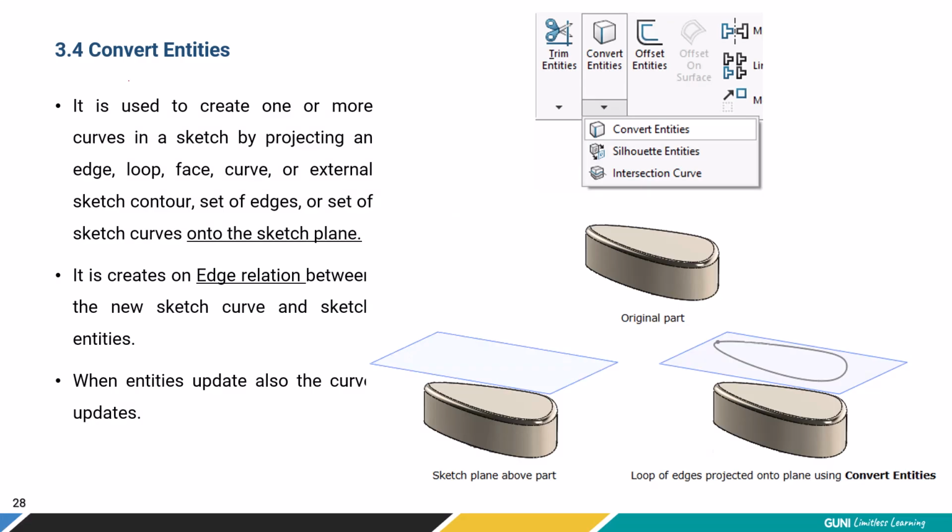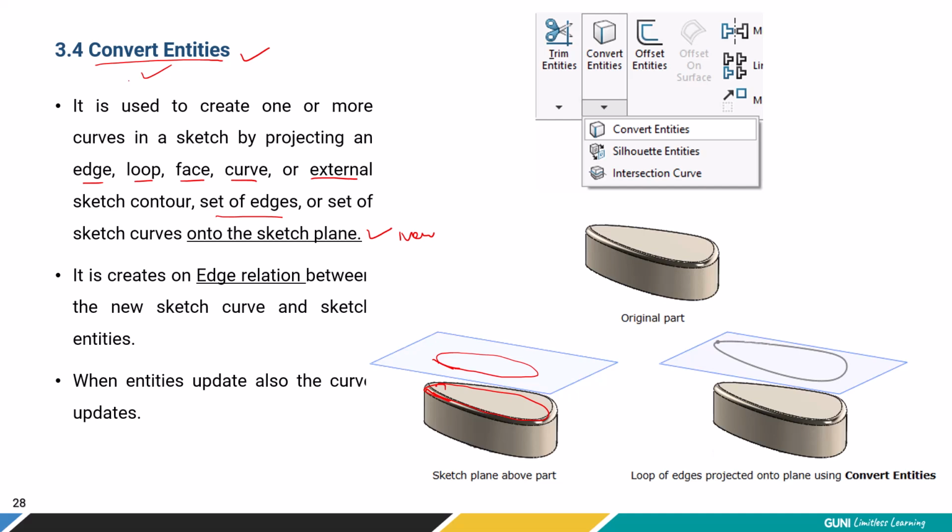Now the fourth tool is convert entities. This is a very useful tool because it allows you to project an existing edge, loop, face, curve or external contour or set of edges onto the new sketch plane as a new sketch. Now what is the benefit? It simply follows the edge relation between the reference edges and the newly created sketch. When the bottom reference surface or edge is updated or the part is updated, obviously the followed sketches also get updated. This is a beautiful advantage of convert entities.